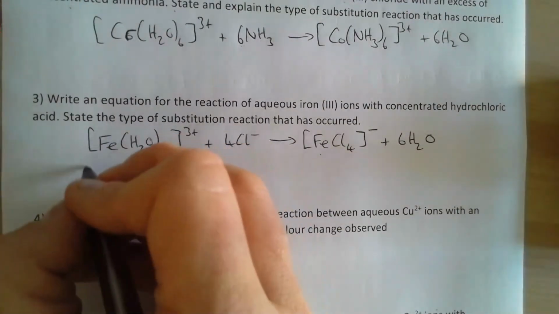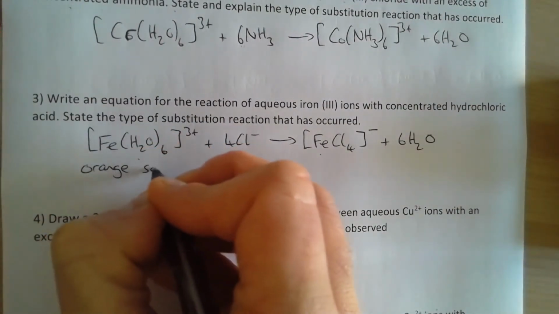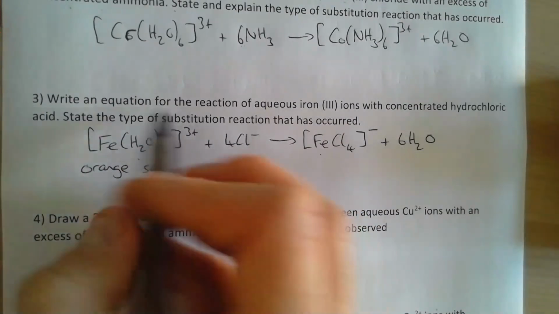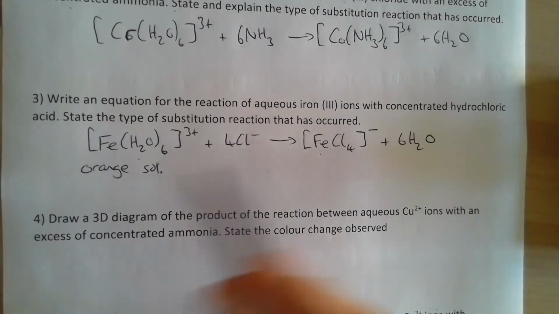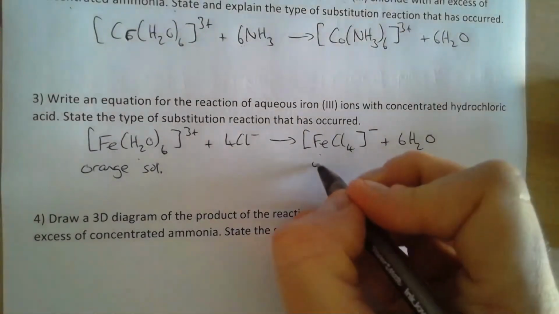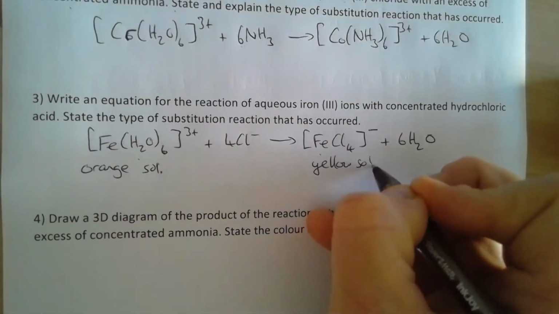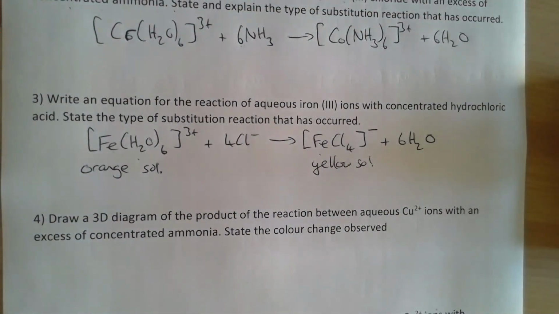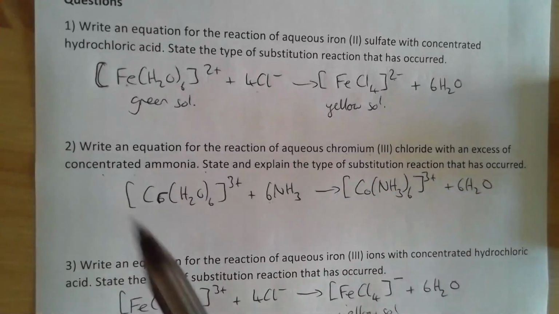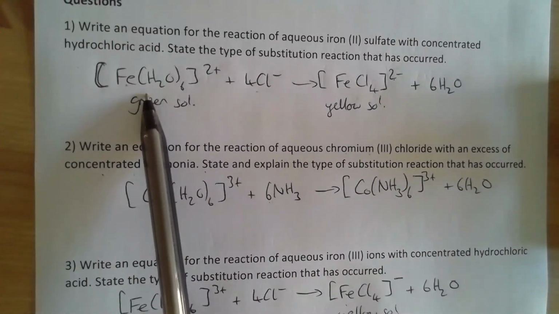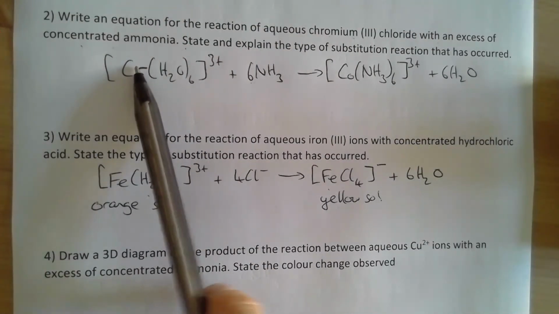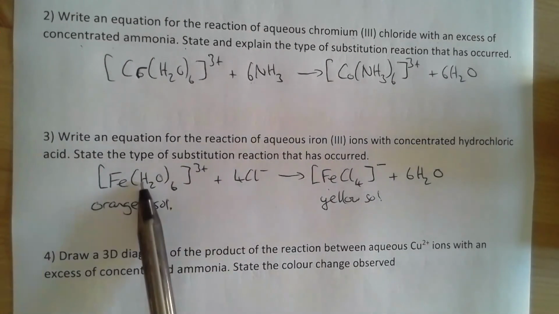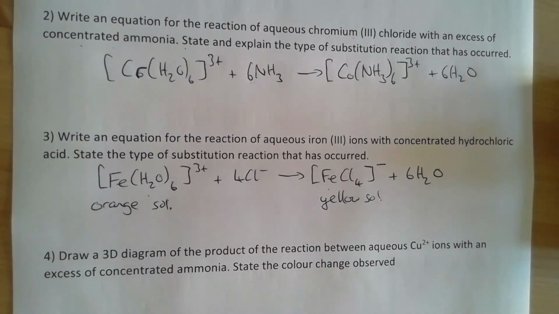This tends to be an orange solution. There are debates about how people interpret that particular colour, which we'll talk about later in future lessons. And then this is also actually unusually a yellow solution, but a slightly different colour yellow compared to the previous one. In terms of the type of reaction that has taken place: complete substitution with a change in coordination number, complete substitution with no change in coordination number, complete substitution with a change in coordination number.